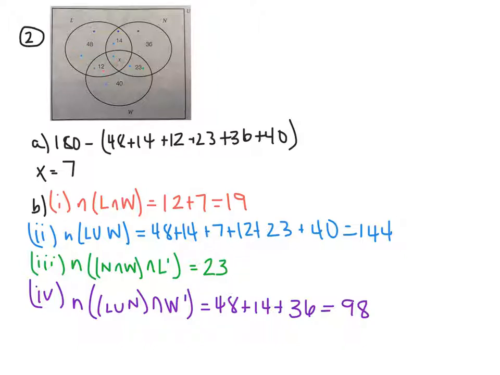Number 4, you want local and or national, but not on the internet. So that would be L union N and complement W. So they're in local or national, but not on the web. So you have to take out anything that's in the web circle. So you get 48 plus 14 plus 36, which is 98.